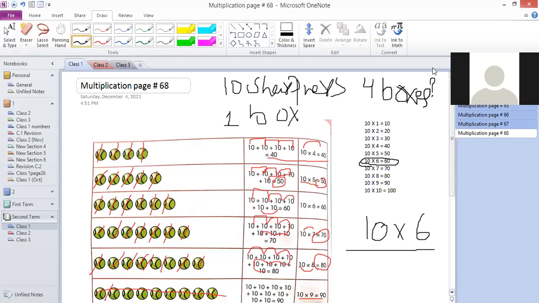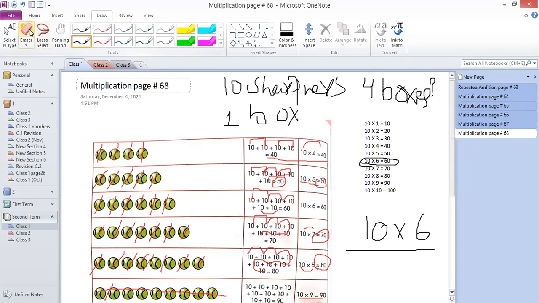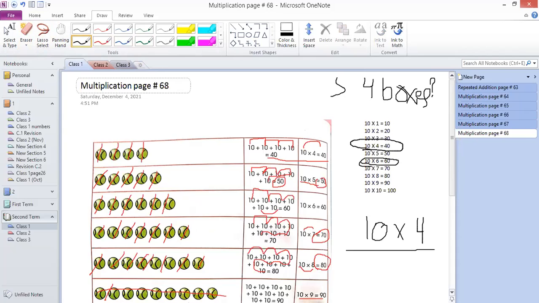So you will say there are 10 sharpeners in one box, and such 4 boxes are there. So that means it is 10 multiplied by 4. So 10 multiplied by 4 equals 40. That means there are a total of 40 sharpeners in 4 boxes. Up to here, everything is clear, guys?